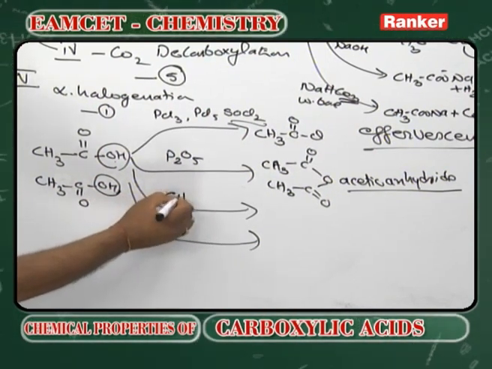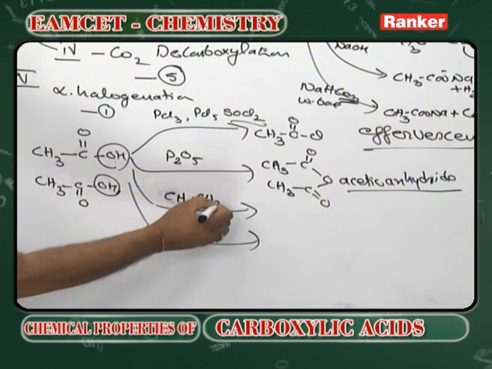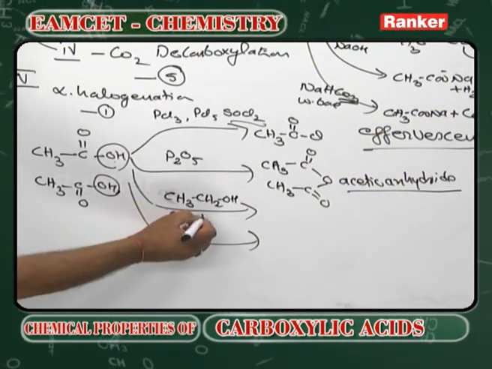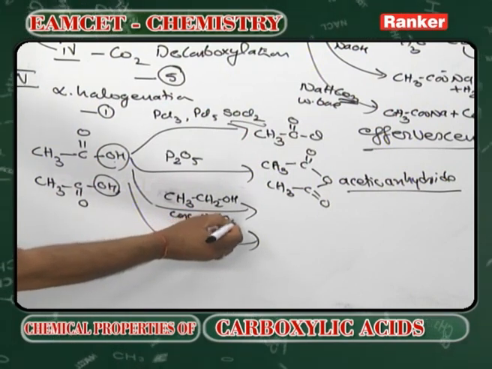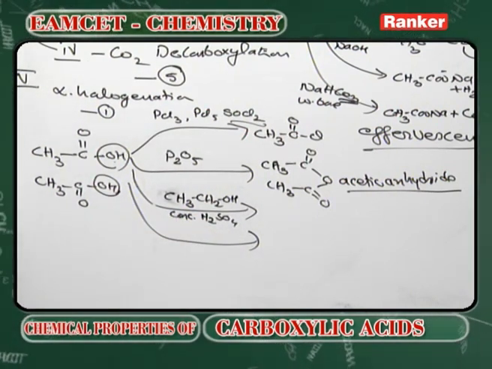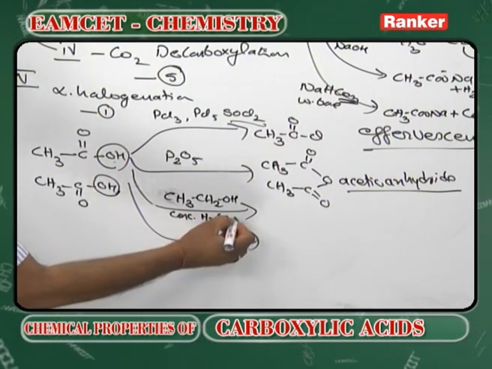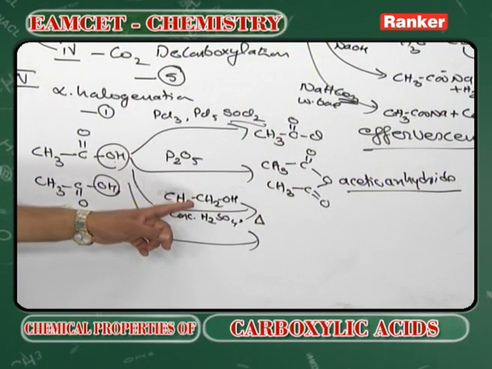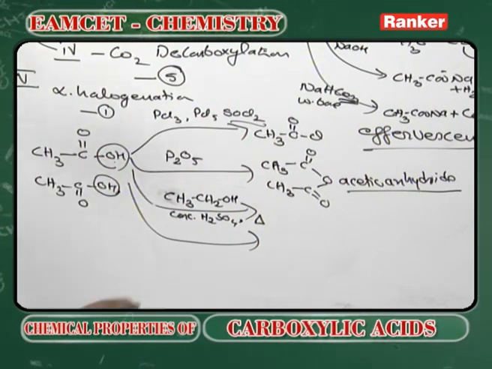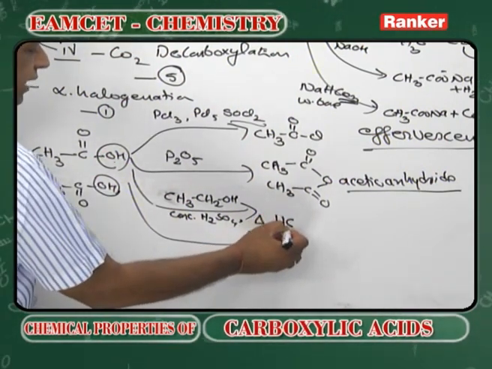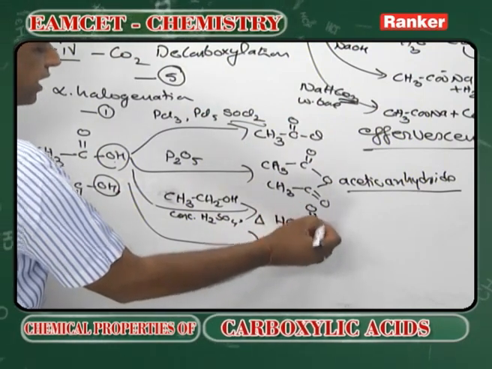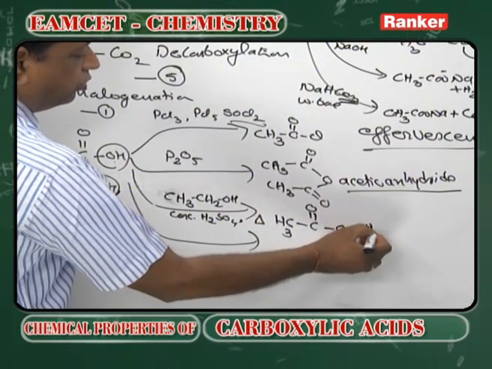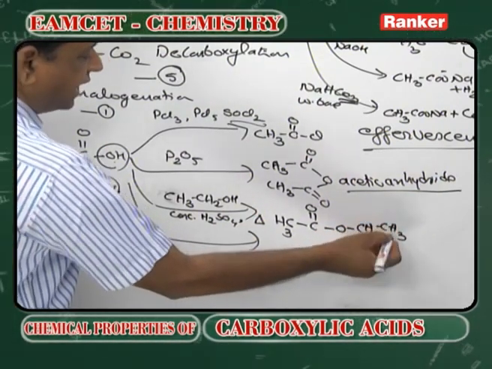So, you add ethyl alcohol. Acetic acid plus ethyl alcohol in the presence of a few drops of concentrated sulfuric acid. It is only a catalyst, so really speaking very few drops of sulfuric acid, and heat it strongly. This is a must. If you heat it strongly, the ethanol will enter in the place of OH. So acetic acid will be as it is, CH3CO, and instead of OH, an ethoxy group will come. This is known as esters, ethyl ester.